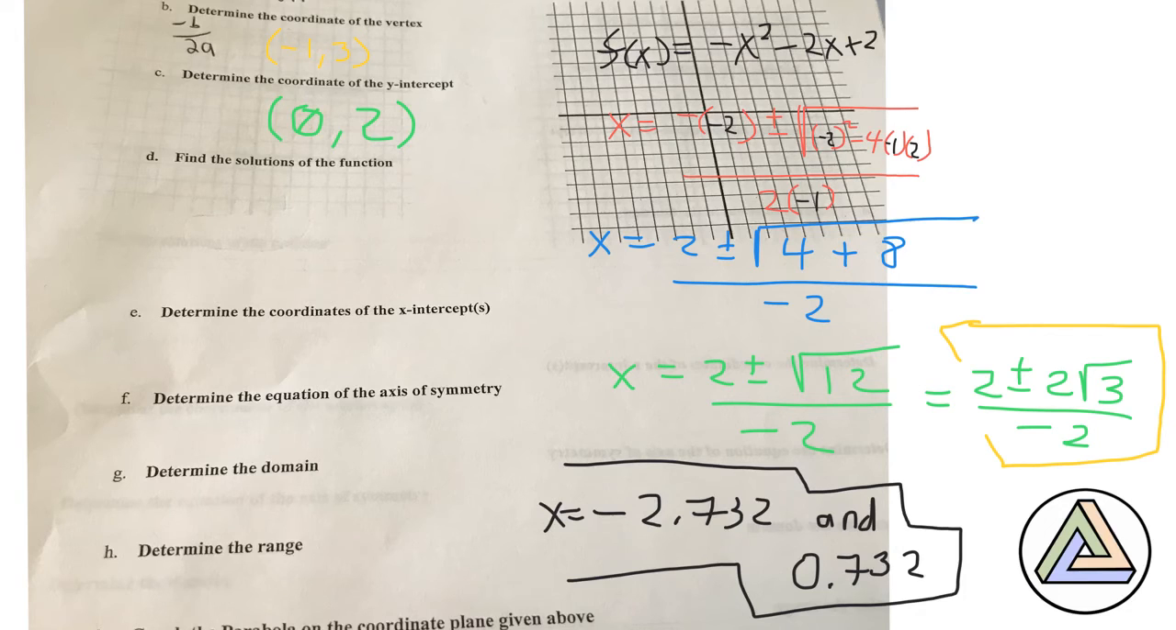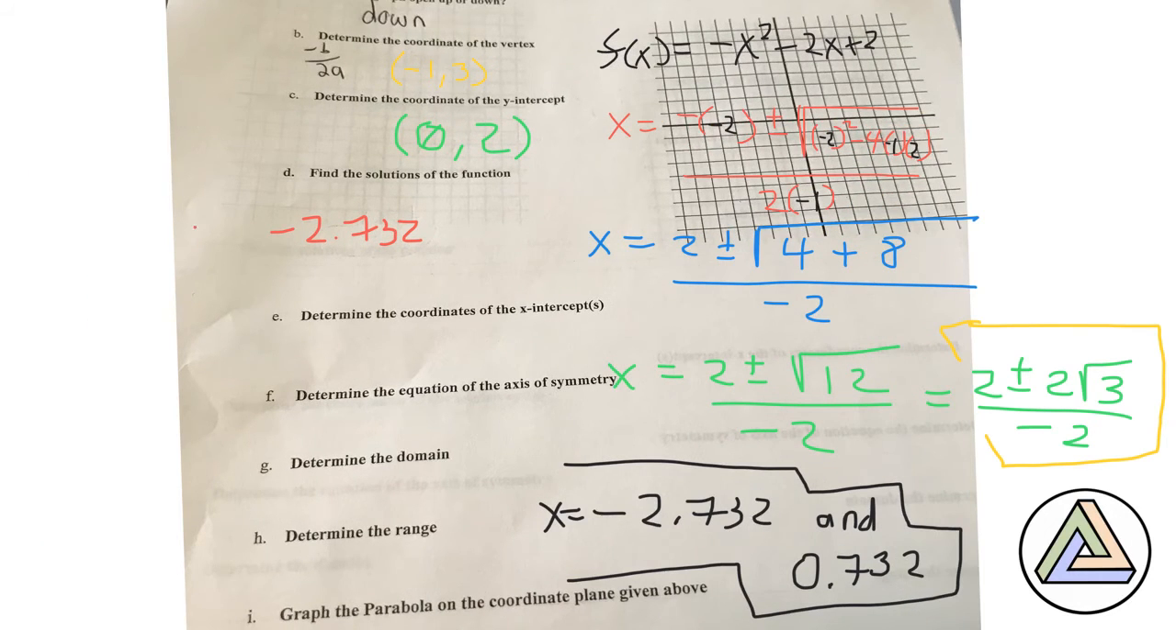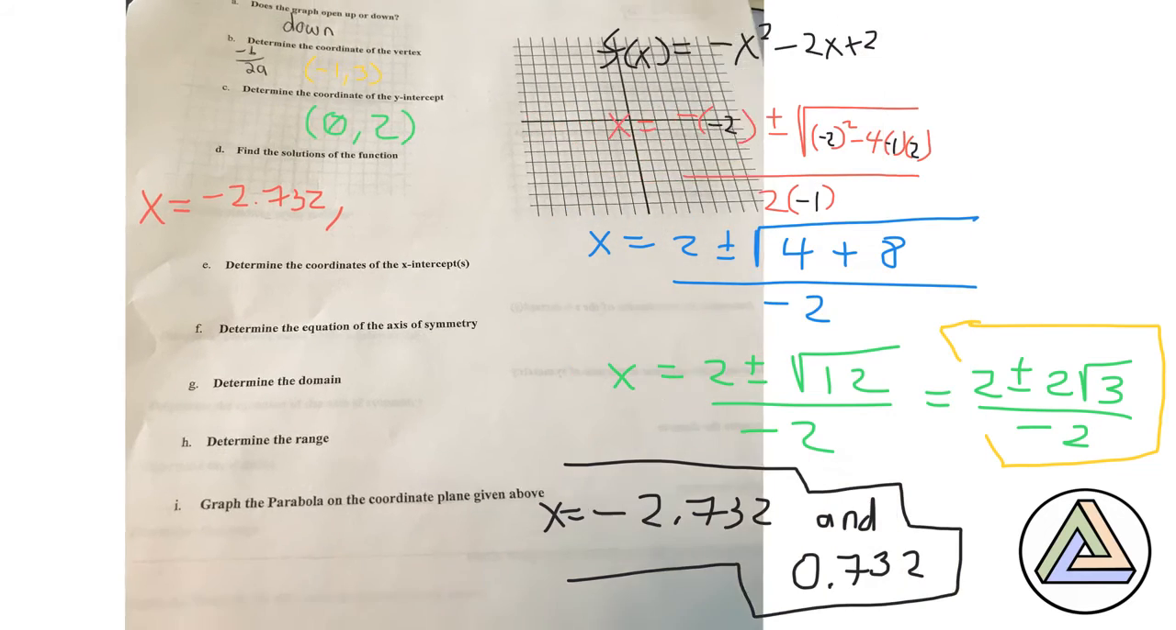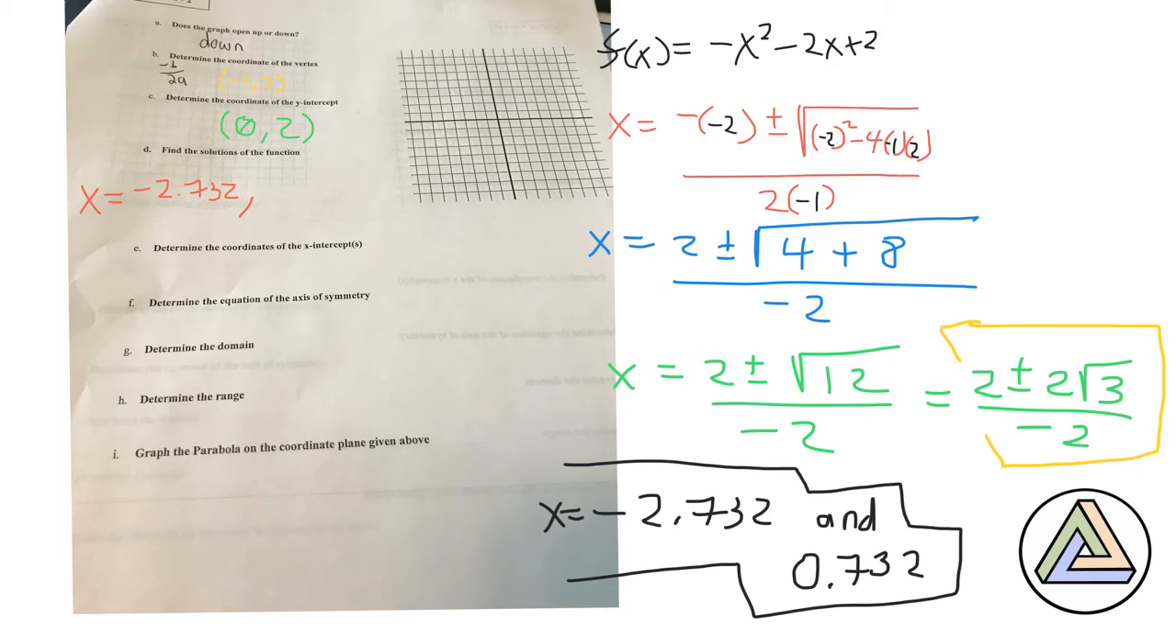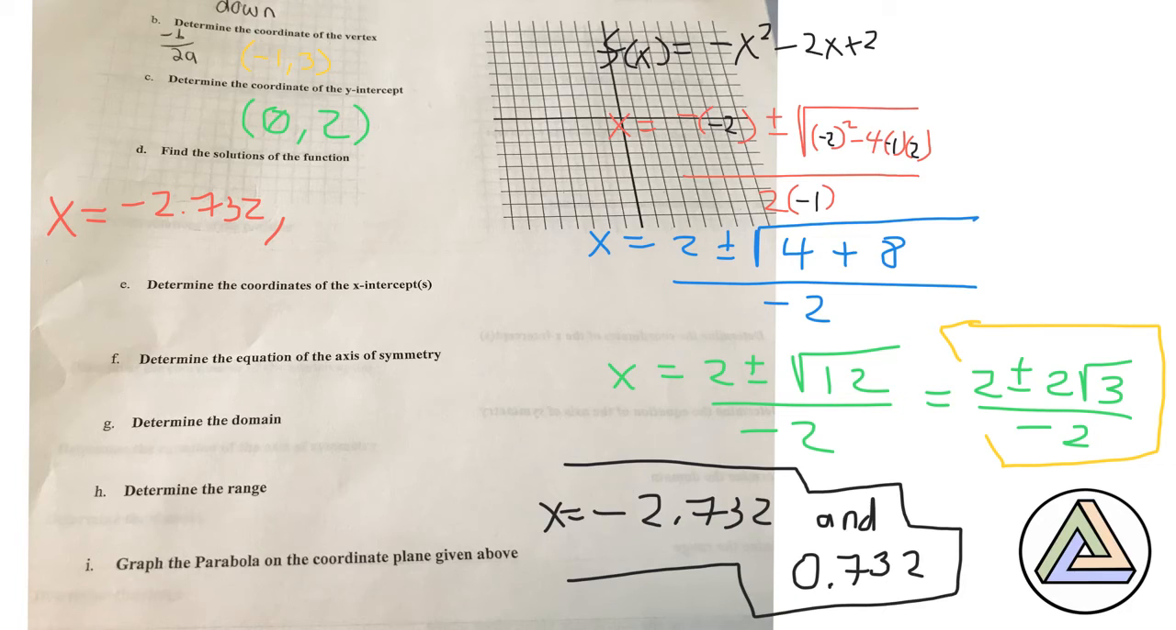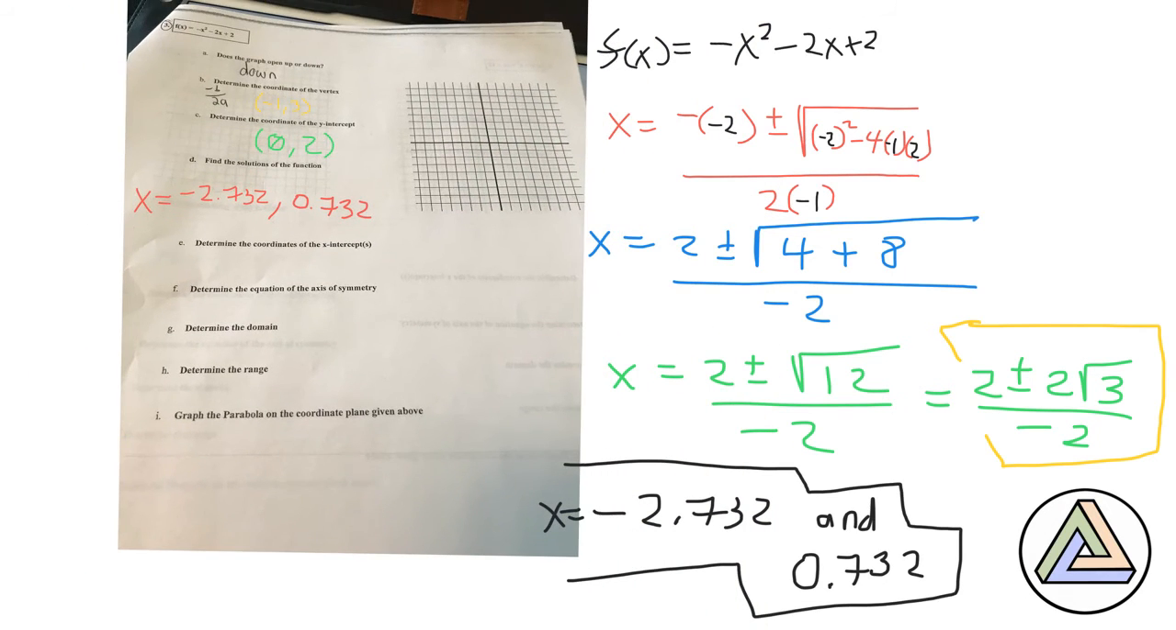So we got negative 2.732. And we could even say x equals this number, negative 2.732, and it also equals 0.732. Good times. Okay, so then they ask, determine the coordinates of the x-intercepts.